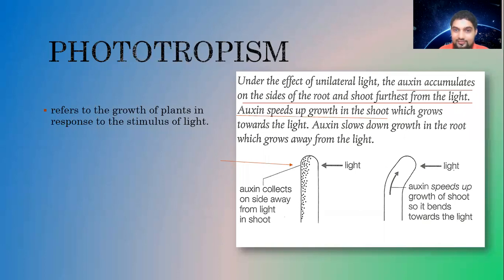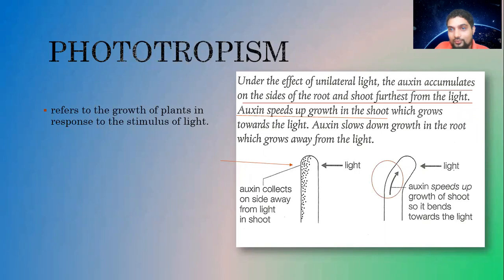So what happens next is interesting: auxins speed up the growth in the shoot. Wherever you have plenty of the auxins, that location will grow faster. And the area close to the light, where we have less auxins, that area will grow slower. So that will cause an uneven growth of the shoot, and that unevenness is what will cause the plant to grow towards the sunlight.